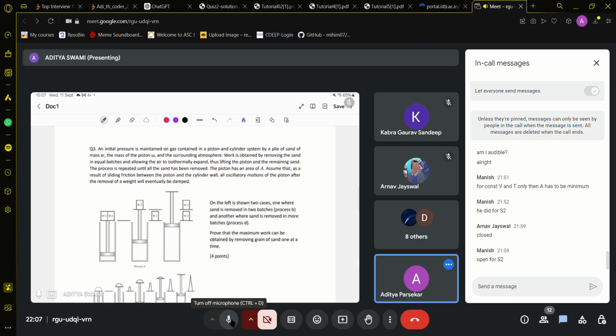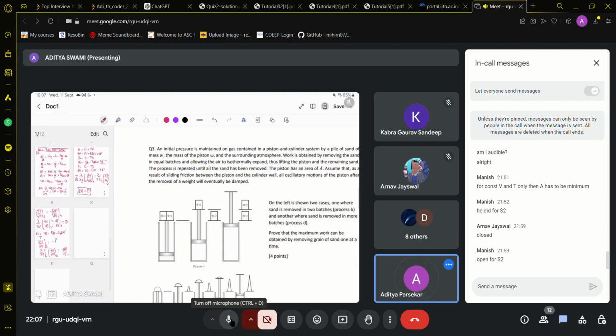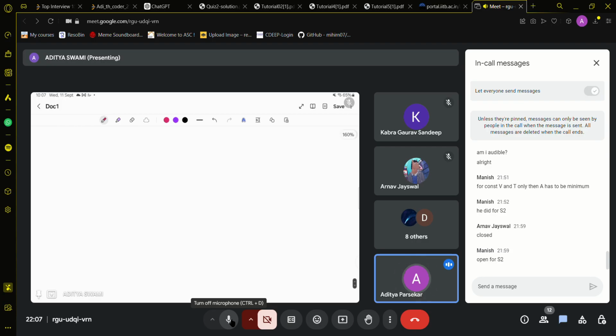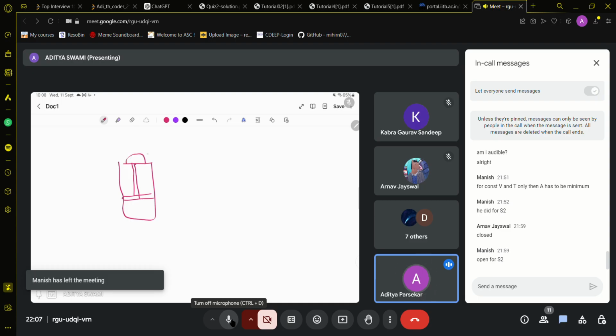So basically, we have a cylinder piston system, and on top of it you have sand of weight m, a piston of weight omega, and there's the atmosphere applying pressure on this piston, which is compressing the air inside the cylinder.